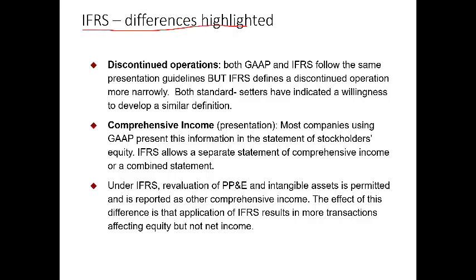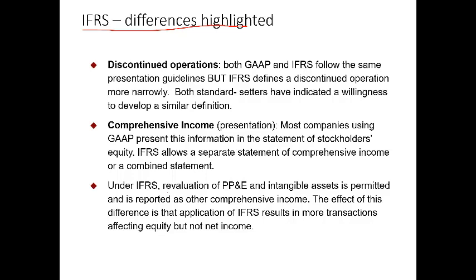Last thing for this chapter, just some differences between U.S. GAAP and IFRS. With discontinued operations, both GAAP and IFRS follow the same presentation guidelines, but IFRS defines a discontinued operation even more narrowly. So take a look at the IFRS definitions for discontinued operations. Comprehensive income is mostly presented in a statement of stockholders' equity under U.S. GAAP. IFRS allows a separate statement of comprehensive income or a combined statement. So again, you can pick and choose there.